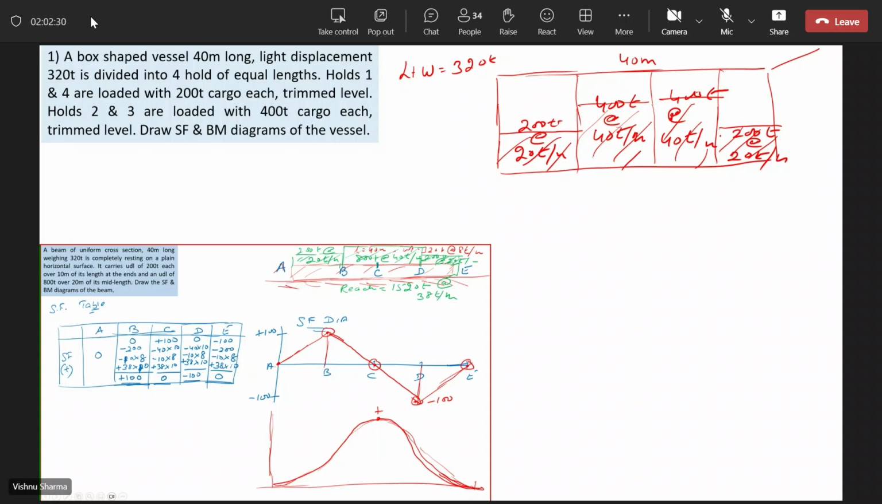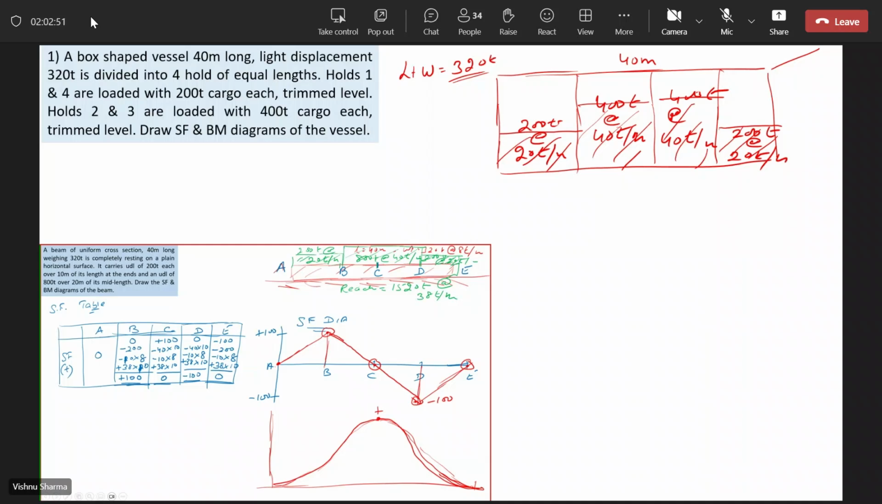Do you agree with the cargo distribution I've shown, guys? Yes or no? Yes, sir. Do you agree with me, class? Okay. Now, guys, in such questions, even if it is not said, we have no choice but to assume that this light displacement is uniformly distributed.